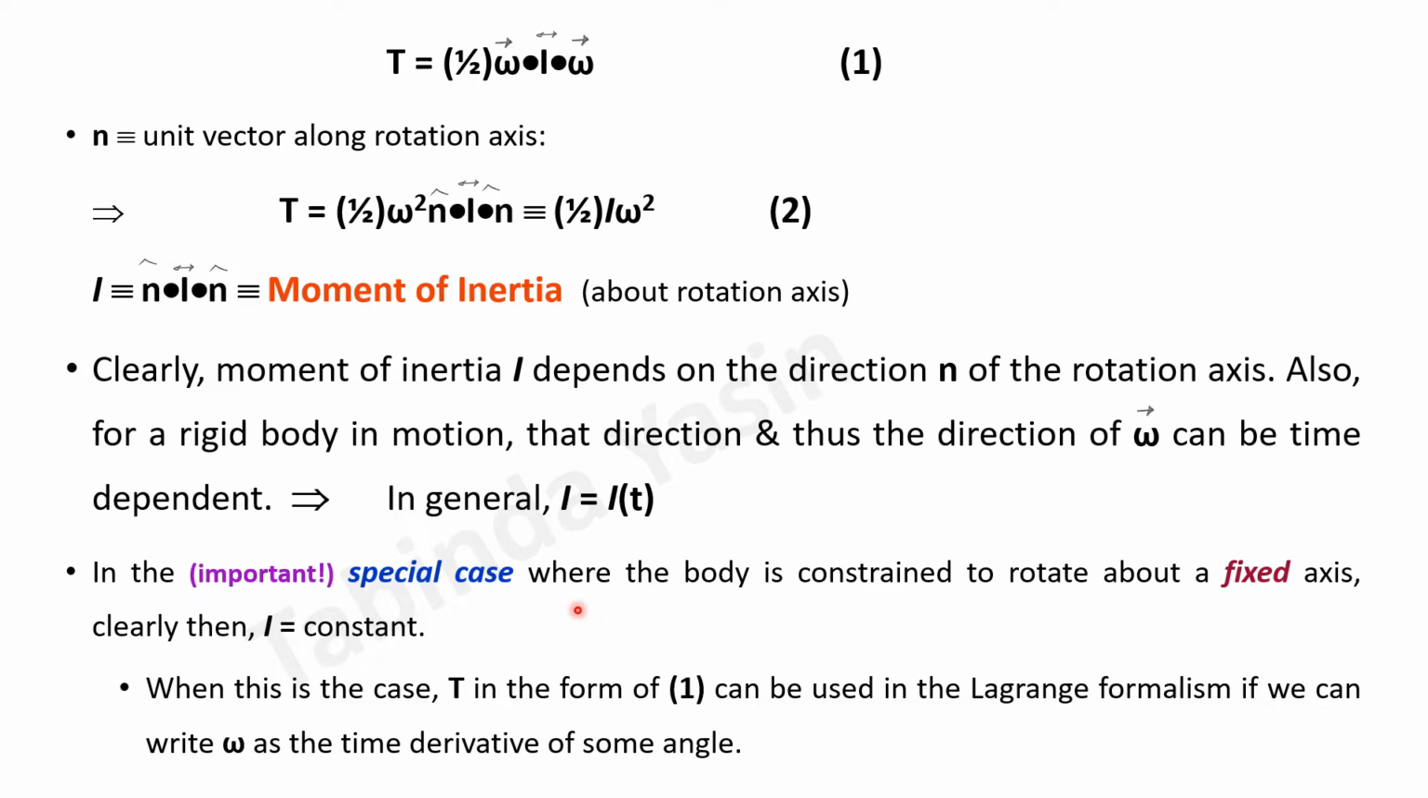In the important special case where the body is constrained to rotate about a fixed axis, clearly then I is equal to constant. The same holds when the body is constrained at a fixed point, so the inertia will be constant. When this is the case, the kinetic energy in the form of equation 1 can be used in the Lagrange formulation, if we can write omega as the time derivative of some angle.